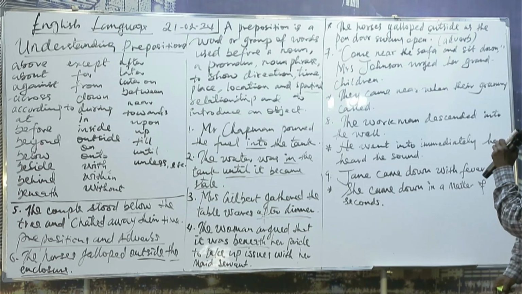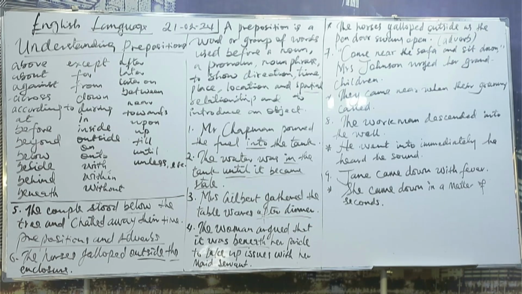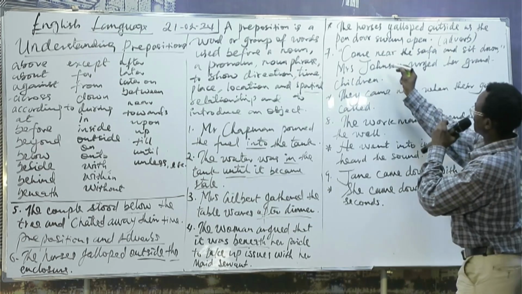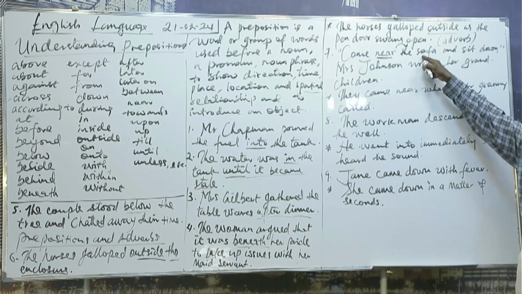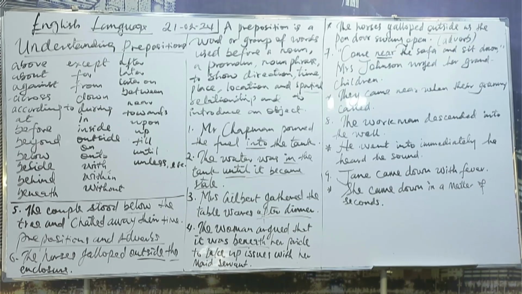In number 7, we have the sentence: Come near the sofa. Come near the sofa and sit down. Near what? The sofa. Now, it governs the noun, the sofa. So it is a preposition. Come near the sofa and sit down.